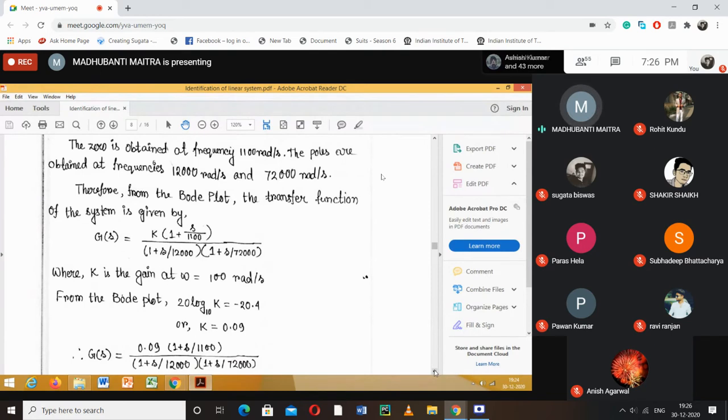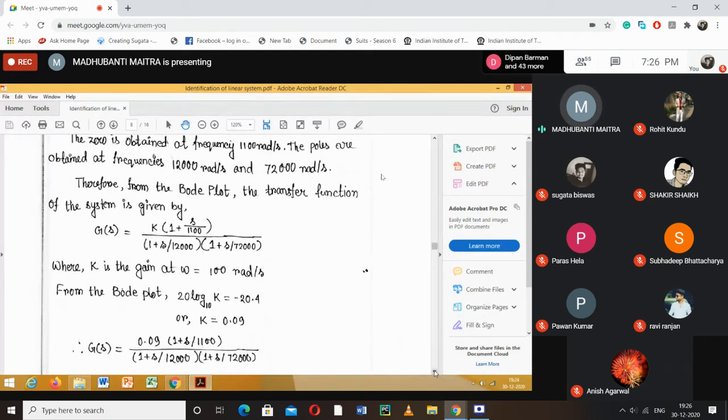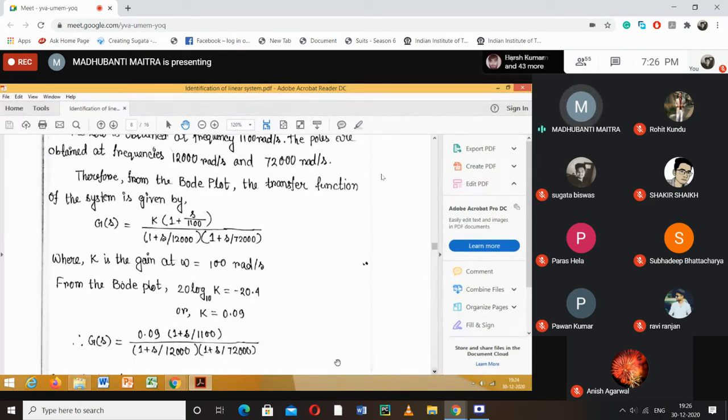And for calculation purpose, an additional 30 minutes. So the experiment is a very simple one, but a very useful one, because with the help of this frequency response test, very easily we can find out the open loop transfer function of an unknown linear time invariant system.